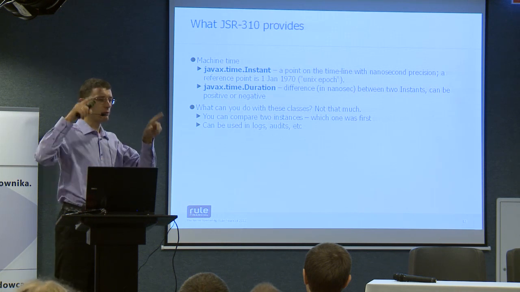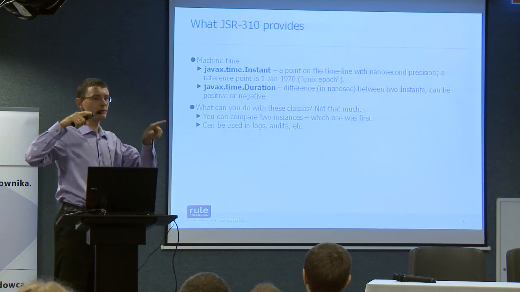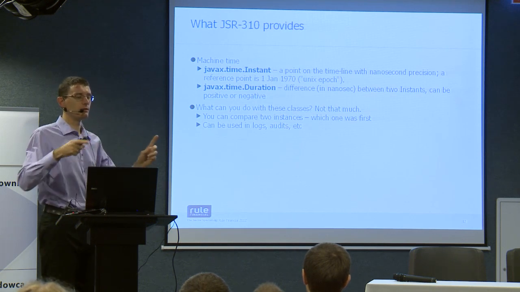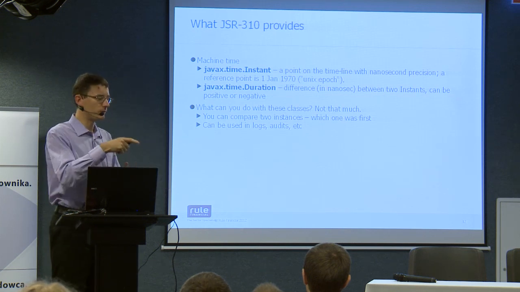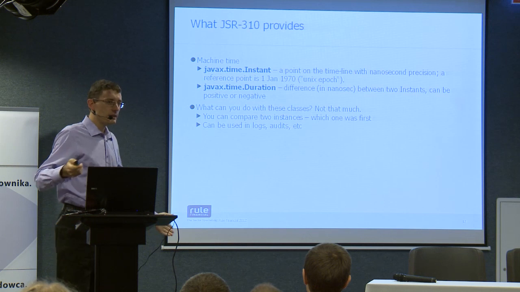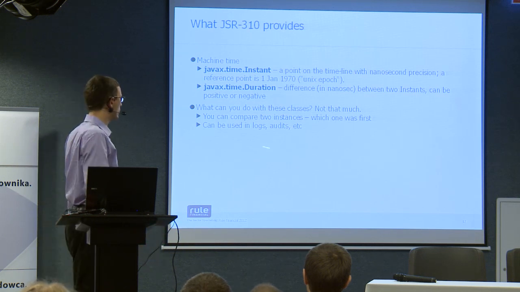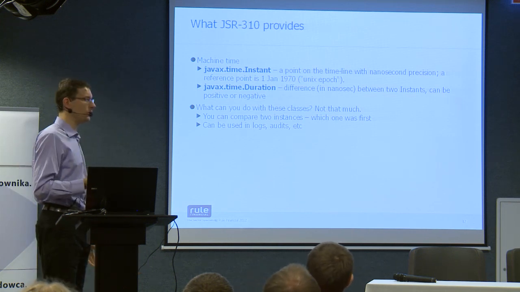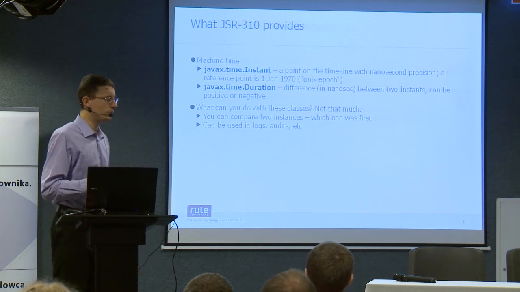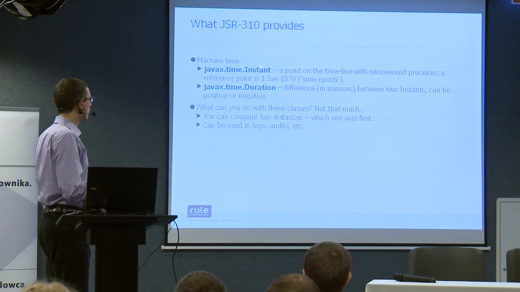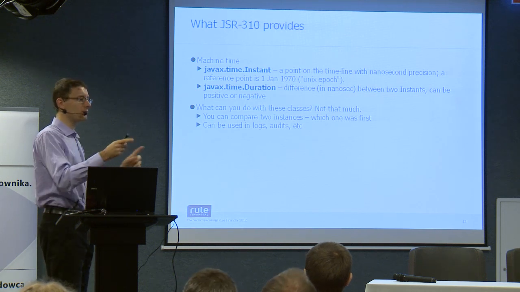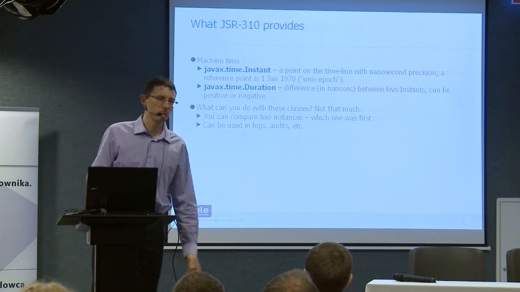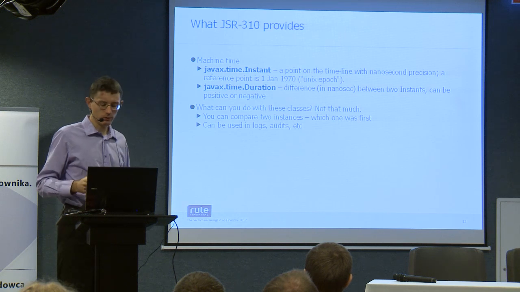Duration is if you take two points and subtract one from another, the result is a duration. So it's a difference between two instants. It can be positive or negative depending on the direction, which element you subtract from which. And that's it. What can you do with this? Not really much, because it's not a human way of thinking about time. You can compare two instants, find out which is before which. You can use it in logs, timestamps, things like this. Not that much, but it's important, as you will see.